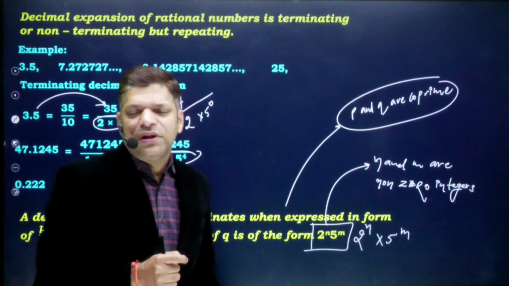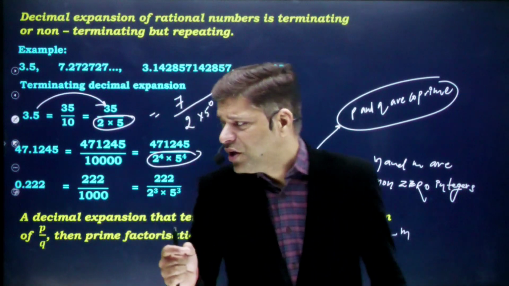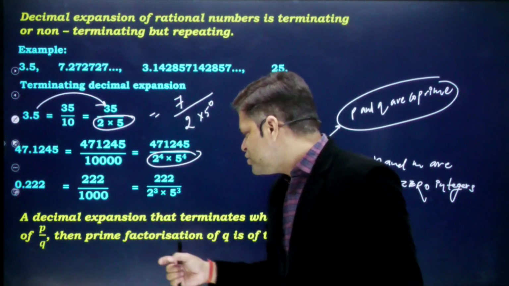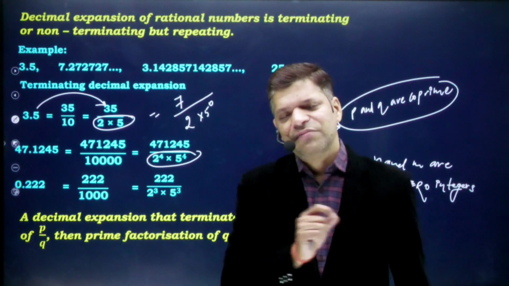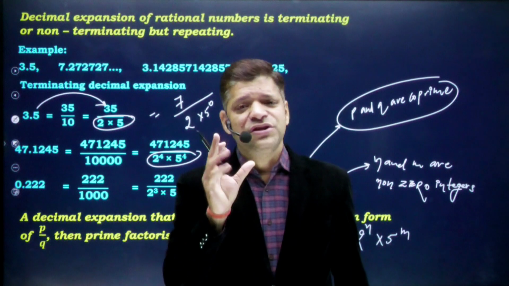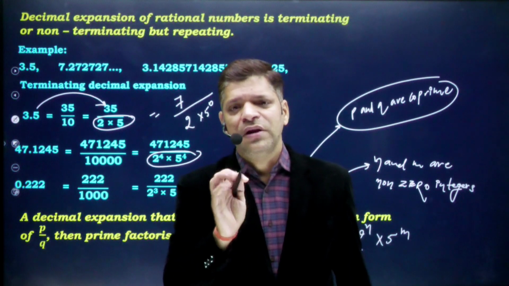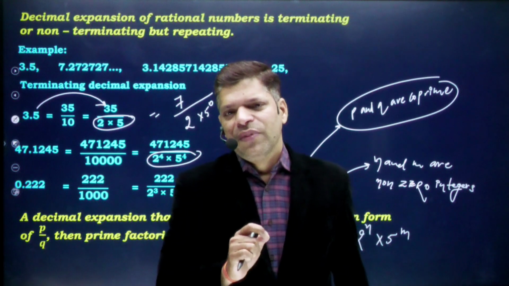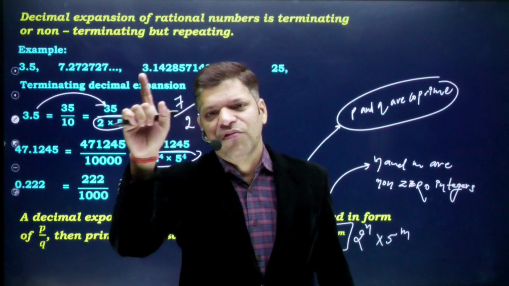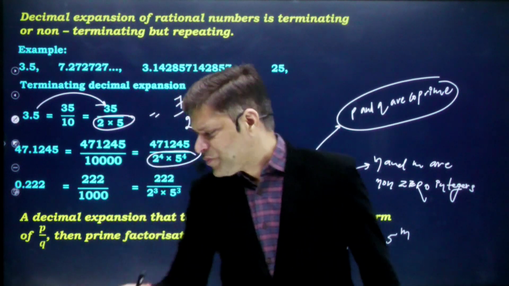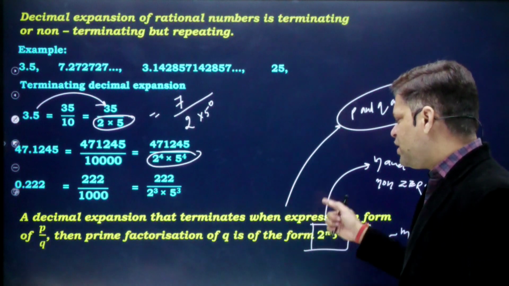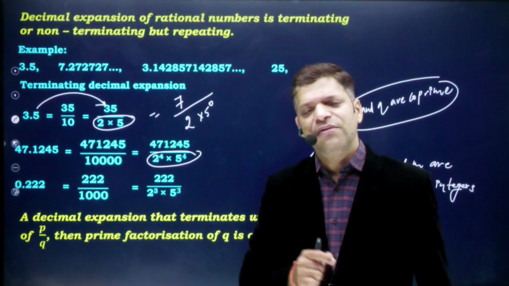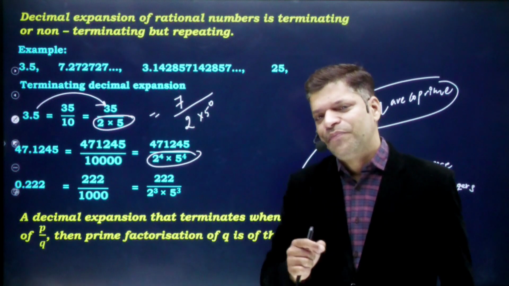So according to that statement, if we are given any decimal expansion which is terminating, we can express it in the form of p by q, and then q will be in the form of 2 raised to the power n, 5 raised to the power m.